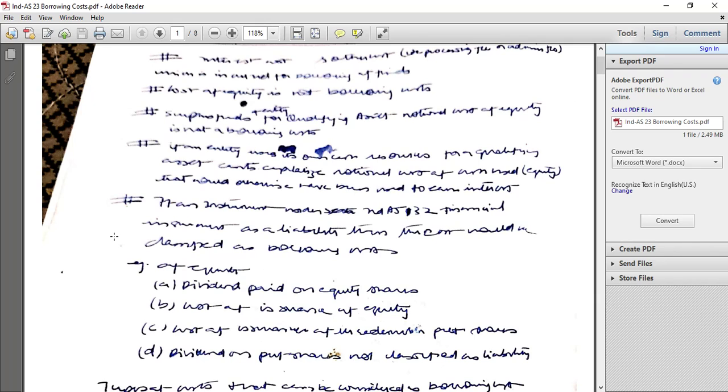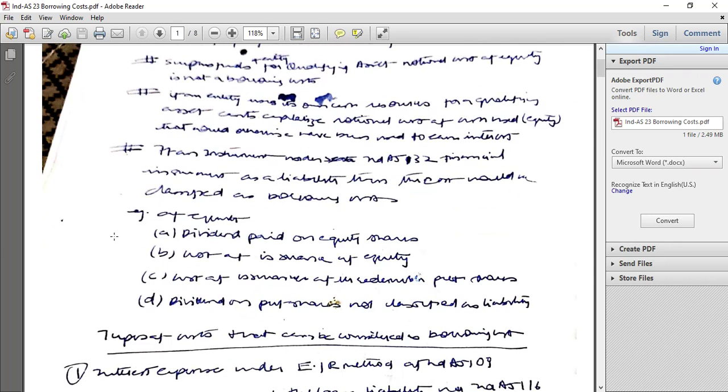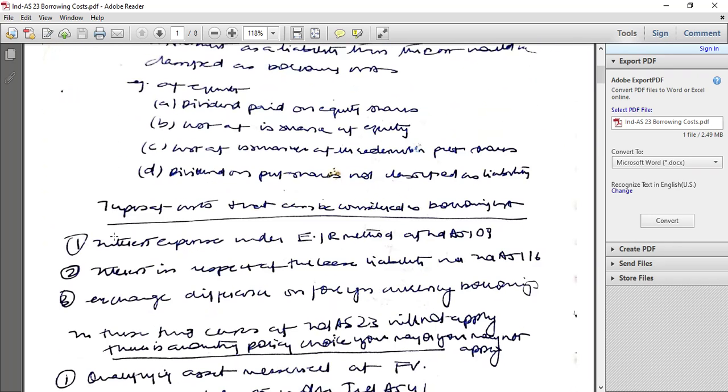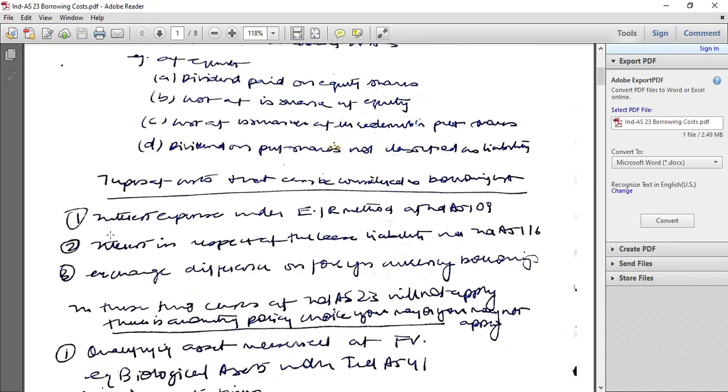Types of costs that can be considered as borrowing costs: interest expense under the EIR method of Ind AS 109, interest in respect of lease liability under Ind AS 116, and exchange differences on foreign currency borrowings can be considered as borrowing cost. In these two cases Ind AS 23 will not apply. There is an accounting policy choice. You may or you may not apply.